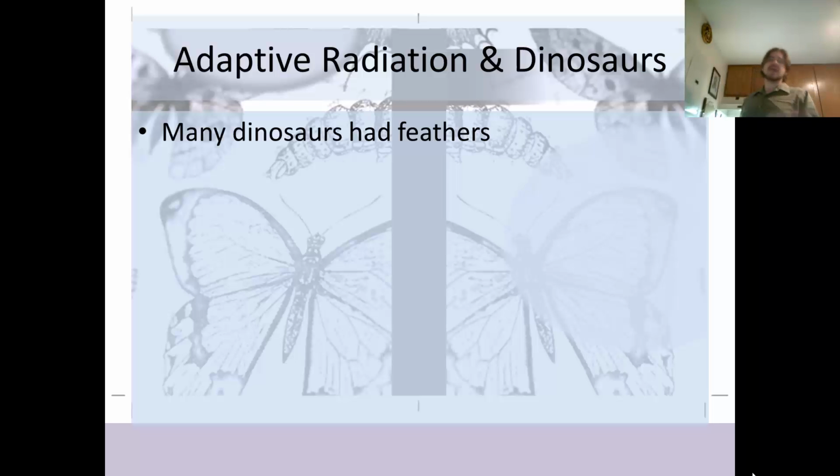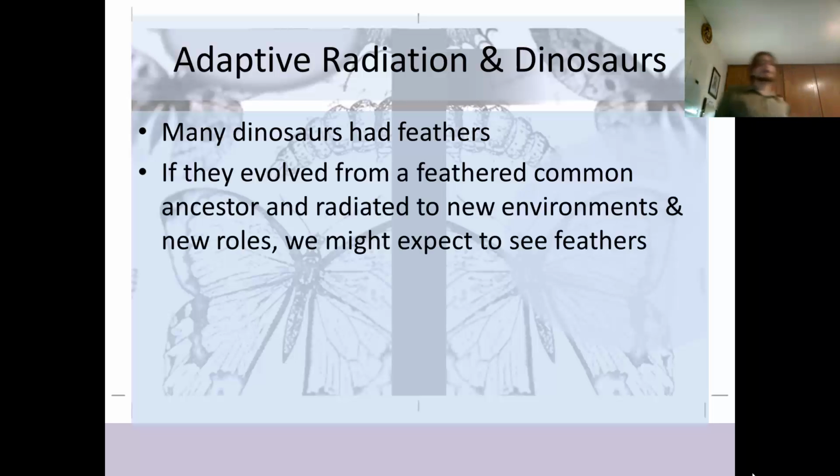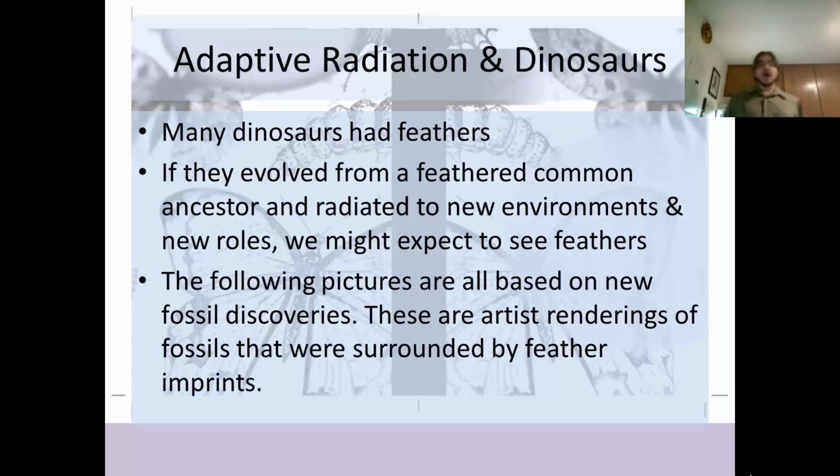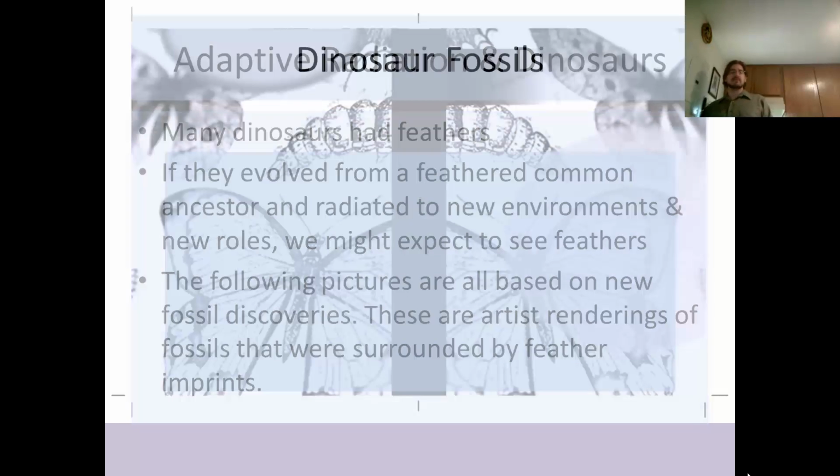So let's look at adaptive radiation in dinosaurs, right? Many dinosaurs had feathers. If they evolved from a feathered common ancestor and radiated to new environments and new roles, we might still expect to see feathers in these dinosaurs. Well, let's take a look at some pictures based on fossil discoveries within the last 5-10 years. And these are artist renderings of fossils that were surrounded by feather imprints.